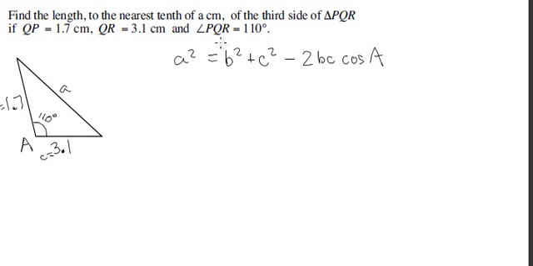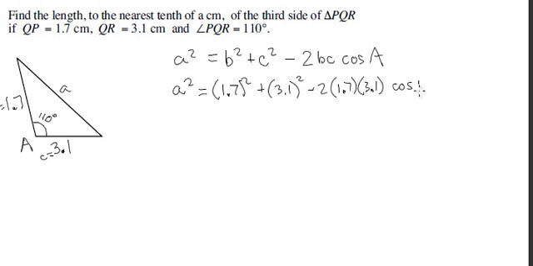So now that we have everything labeled so that it's compatible with the formula, we plug. You get a squared equals 1.7 squared plus 3.1 squared minus 2 times 1.7 times 3.1 cosine 110. So let's fill things in here as best we can. 1.7 squared is 2.89. And 3.1 squared is 9.61.